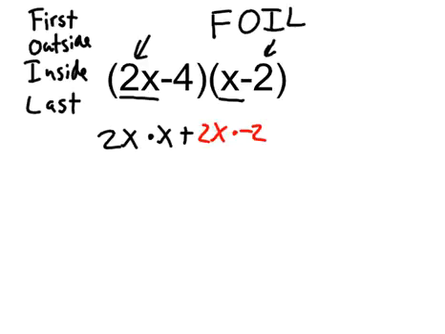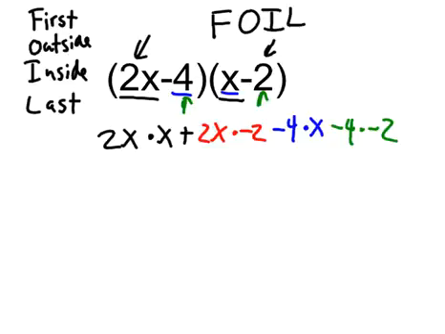Then I'm going to do the insides. So this is going to be in a different color, but these are the insides right here. These two are insides. So I'm going to be multiplying those together. So it would be negative 4 times x. And then lastly, I'm going to be multiplying the lasts. So that would be this and this. So that would be negative 4 times negative 2. And then I would just simplify this.